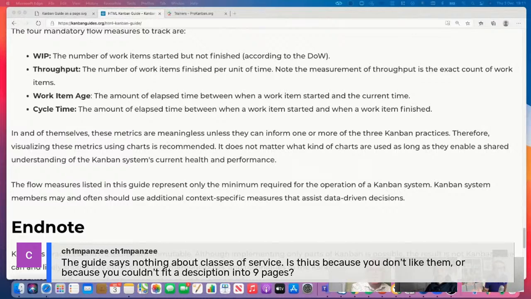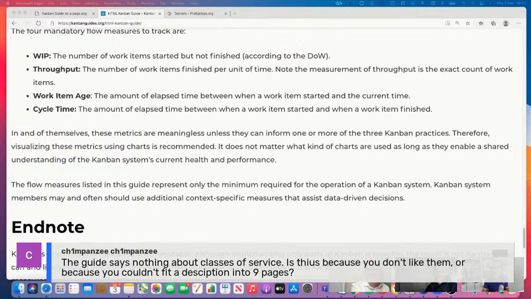But just to be clear for everybody out there, the reason class of service isn't in the guide is, number one, classes of service are not and never have been a part of Kanban. And number two, one of the worst things you can do, if your goal is to achieve flow, other than having too much work in progress, is implement class of service. So anybody who advocates for classes of service is not advocating for flow. So that's the short answer on that. Check out the video. Brilliant talk.